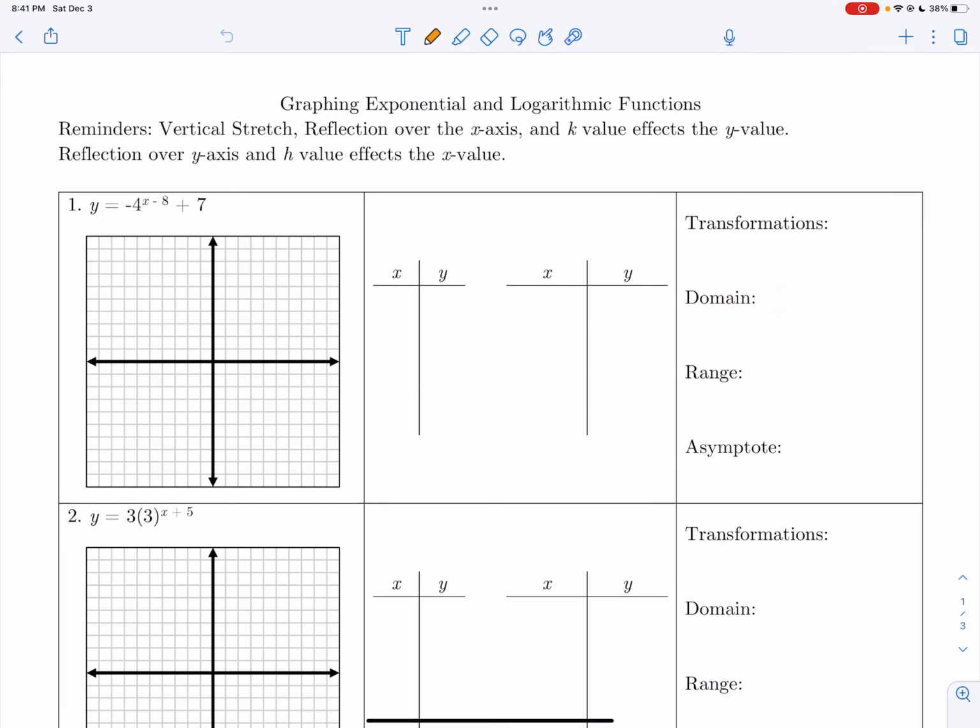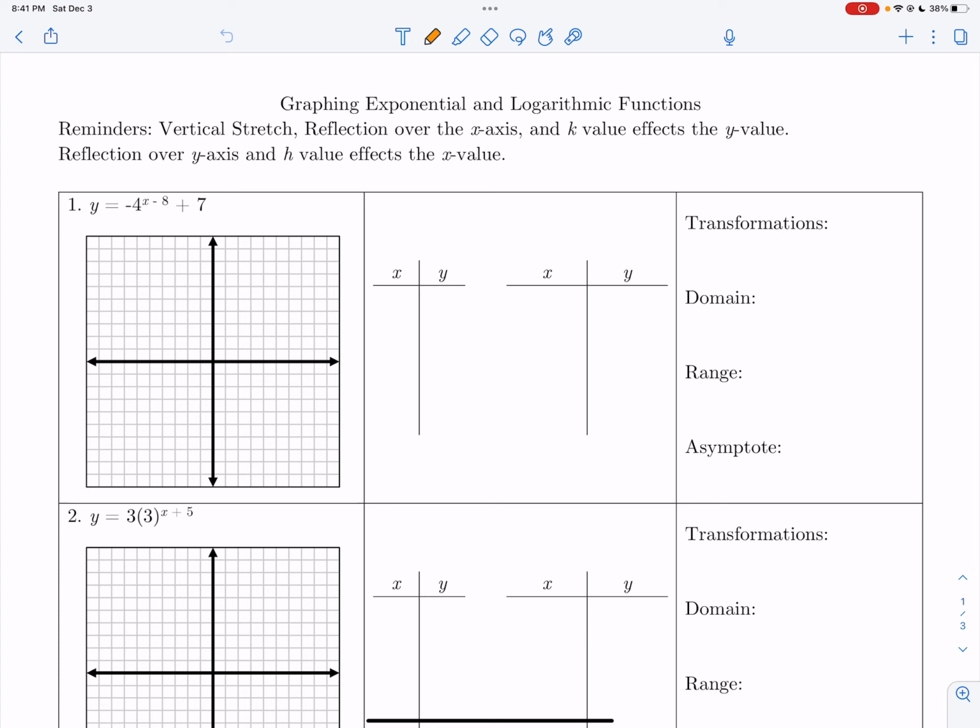Alrighty. So for exponential and log functions, it's basically the same thing that you've been doing with quadratics and rationals and square root functions. We're just using transformations, except we have different bases. So for number 1, we have base 4.